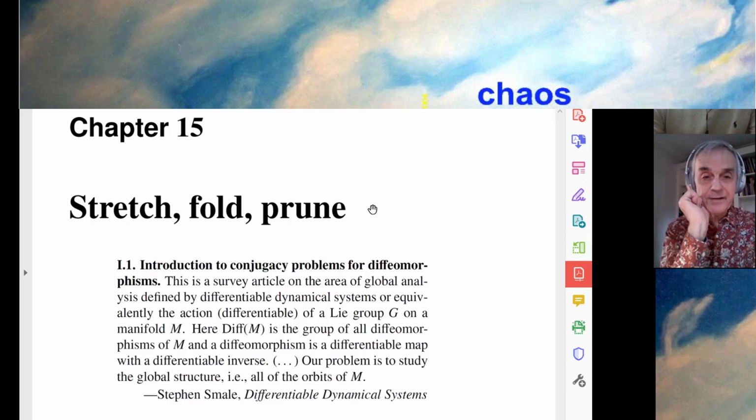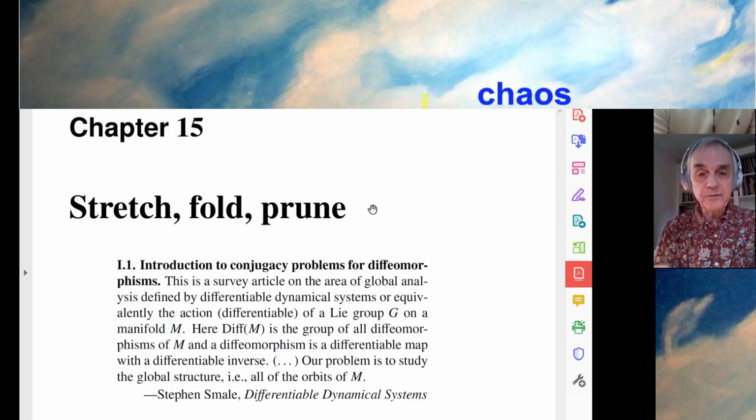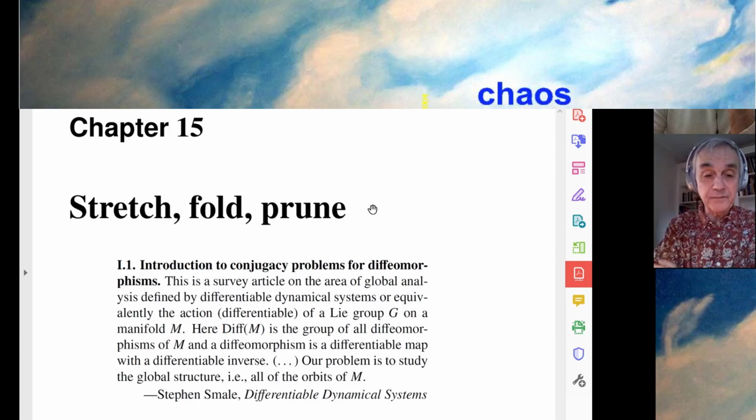And here is the abstract of the paper. He says, "Introduction to conjugacy problems for diffeomorphisms. This is a survey article in the area of global analysis defined by differentiable dynamical systems, or equivalently the action of a differentiable Lie group G on a manifold M. Here, Diff(M) is the group of all diffeomorphisms of M, and a diffeomorphism is a differentiable map with a differentiable inverse. Our problem is to study the global structure, that is to say, all of the orbits of M."